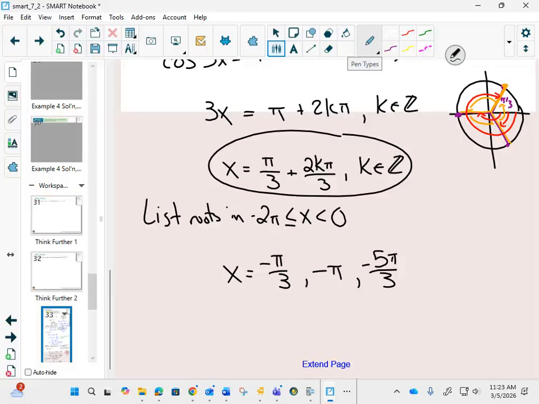So doing the first part and drawing the picture really helps me see the answer for listing it between negative 2 pi and 0. All right, circle questions 4, 8, and 9.